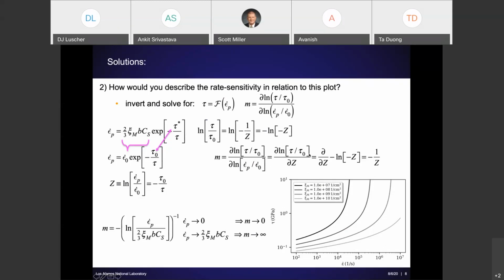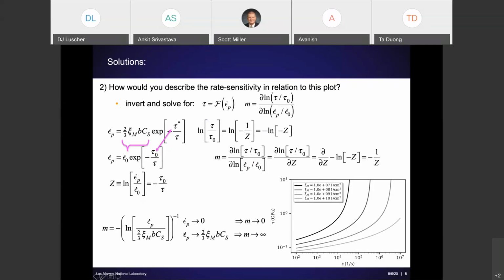So when I perform that operation, I get that the result for m is just the negative of 1 over z. So if I plug the definition of z back in and plug back in my definition of the reference strain rate, I get this solution for my rate sensitivity exponent: the negative of the inverse of the log of the plastic strain rate over 2/3 times the mobile dislocation density times Burgers vector magnitude and the shear wave speed.